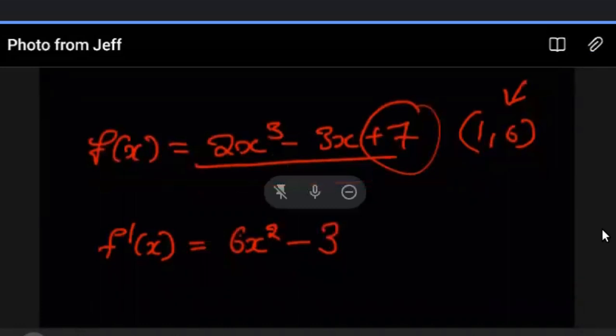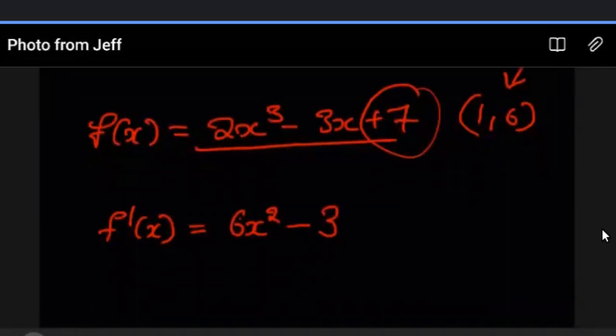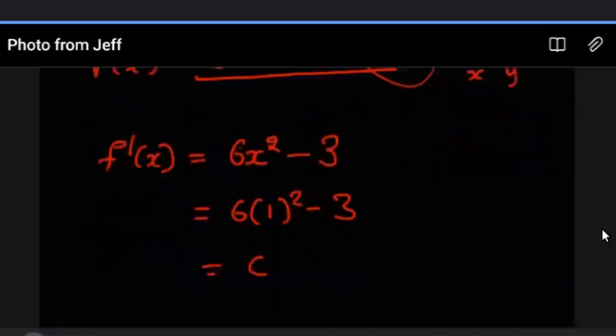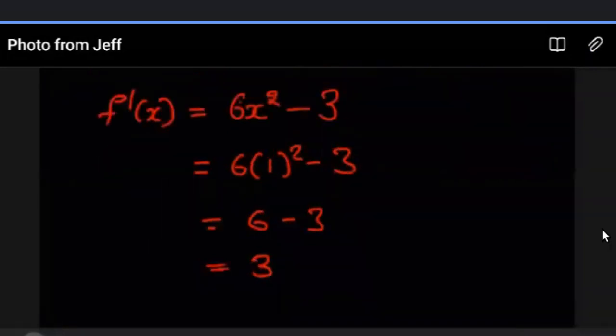So that's the first part. We have obtained the derivative. But our point is 1, 6. The x value is 1. The y value is 6. So the gradient, when x equals 1, we put a 1 here: 6 minus 3, and the gradient becomes equal to 3.